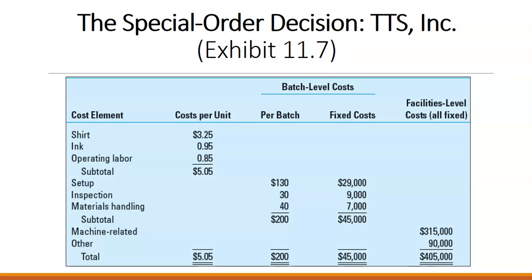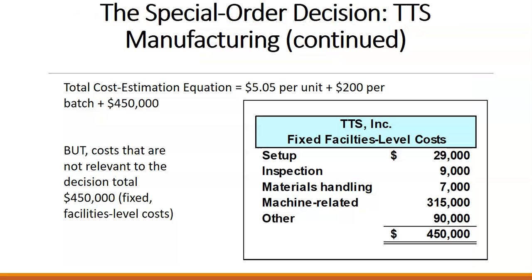So we have the cost per unit, our variable costs. Then we have batch level costs of setup, inspection, materials handling, our fixed costs, and any facilities level costs, which are also all fixed. So our total cost equation is $5.05 per unit of variable cost plus $200 per batch plus $450,000 in fixed costs.